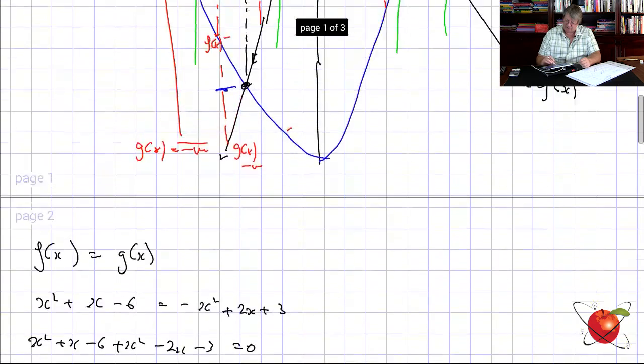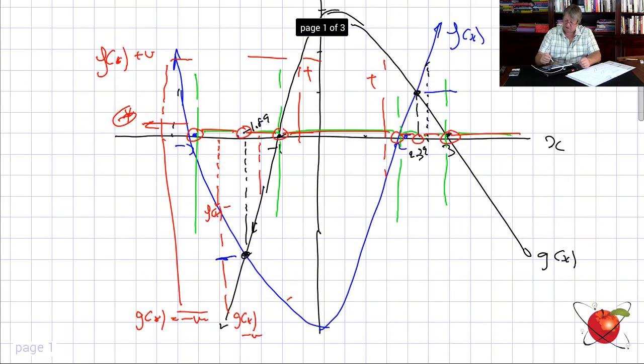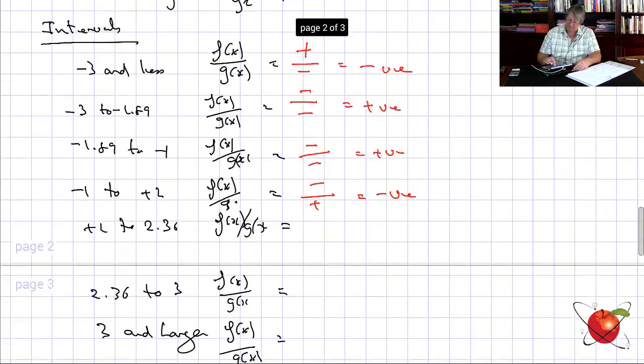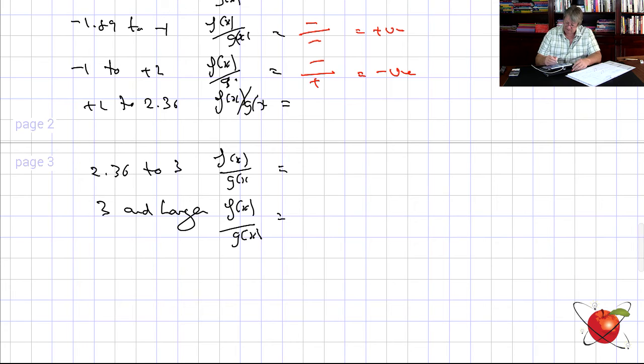F of x over g of x now. Where are we? We are in this little zone here. I get a plus divided by a plus, don't I? And the next one is also a plus divided by a plus, and the next one is also a plus over a plus. That gives me positive. And the last one over here is going to be f of x over g of x.